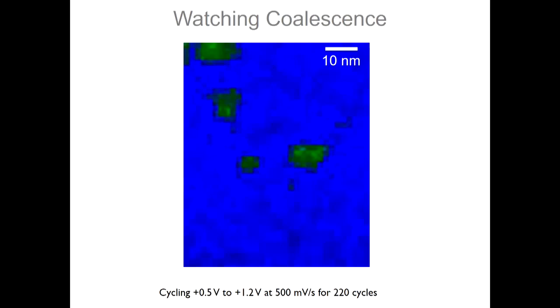What we're missing is a lovely video of these two particles coalescing. They actually move together over electrochemical cycles. Once they touch each other, they start to reshape and form a single round particle. So we're able to study coalescence in situ.